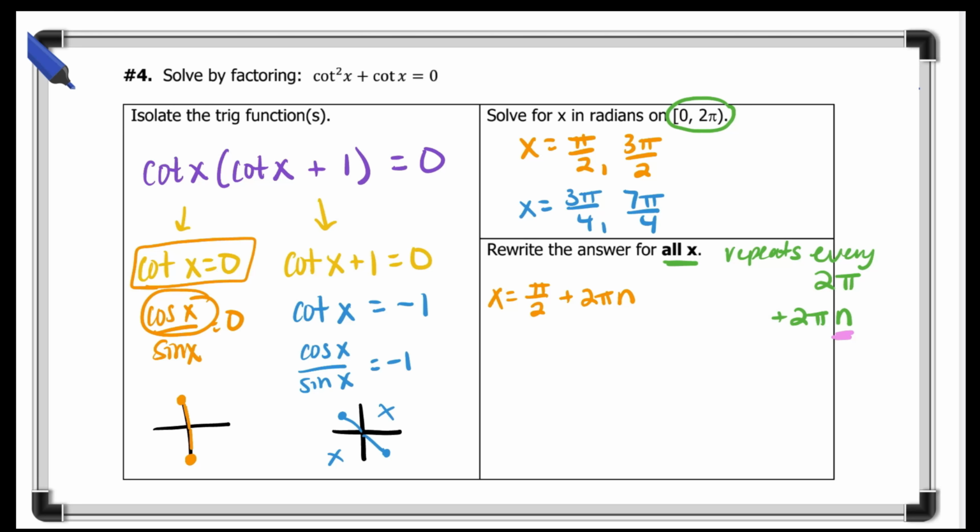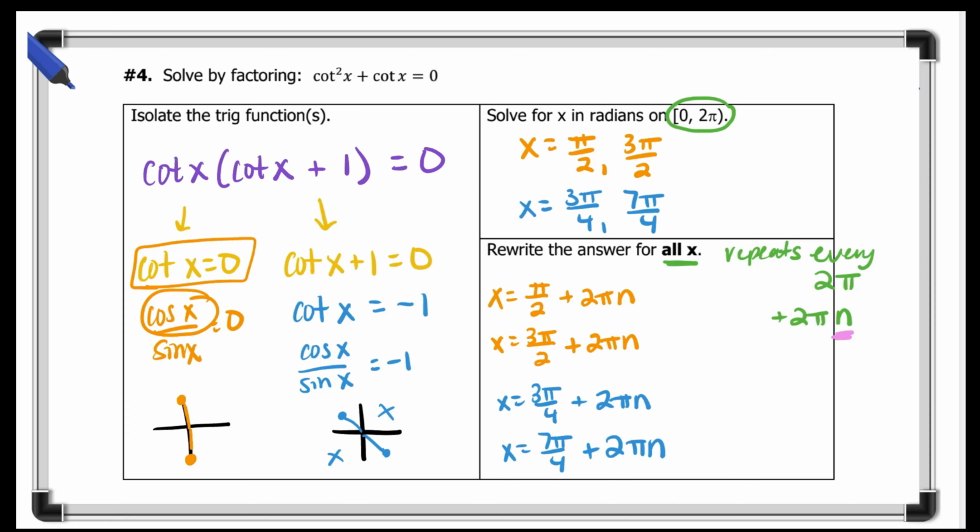I'm going to do the same thing for 3 pi over 2: here's my solution, and it can repeat every 2 pi n. Same thing for our blue angles, 3 pi over 4 and 7 pi over 4. Again, we can repeat, so we're going to add 2 pi n to each.